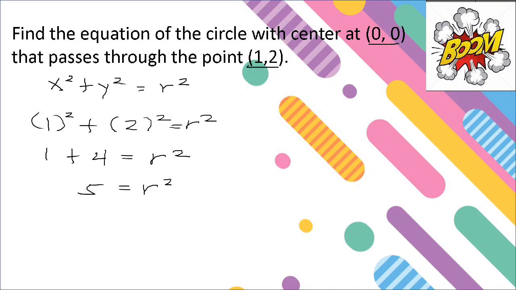So replacing r raised to 2 with 5, we have come up with the equation x raised to 2 plus y raised to 2 is equal to 5. So this is the equation of the circle.